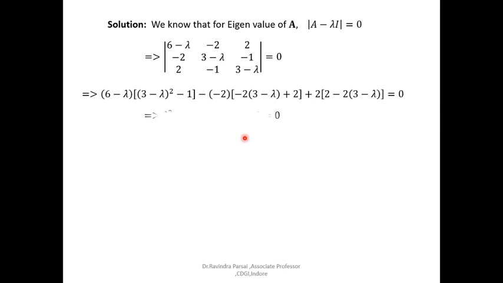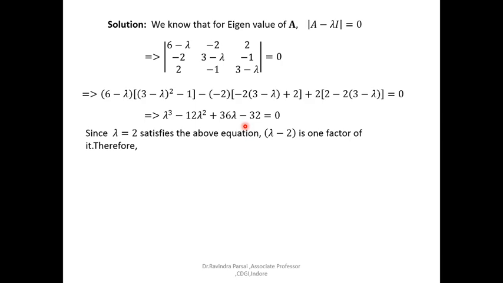Again you will simplify this. On simplifying, you get a polynomial equation in the form lambda cubed minus 12 lambda squared plus 36 lambda minus 32 equal to 0. Now, by using the hit and trial method, you find one root of this polynomial equation. Since lambda equal to 2 satisfies this equation, therefore lambda minus 2 is one factor of this equation.